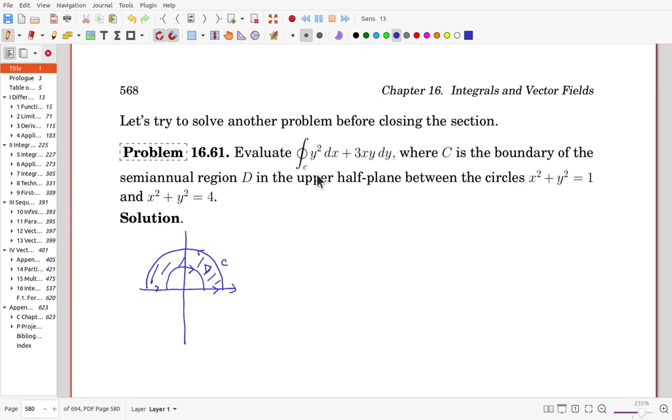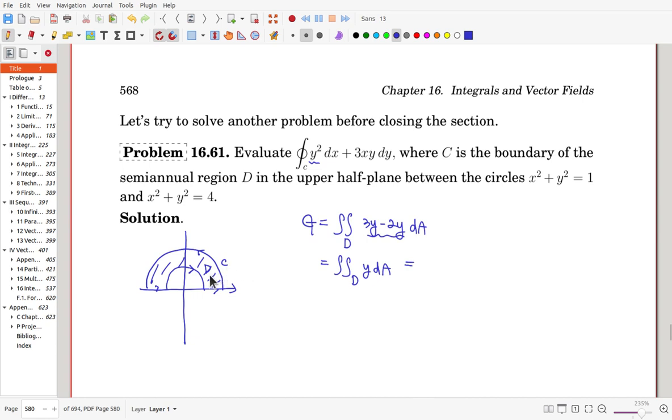the standard Green theorem. The given integral is the same as the double integral over D of Q sub x, the x derivative of Q, which is 3y, minus P sub y, the y derivative of P, which is 2y, dA. That's y, so we rewrite it as the integral over D of y dA.